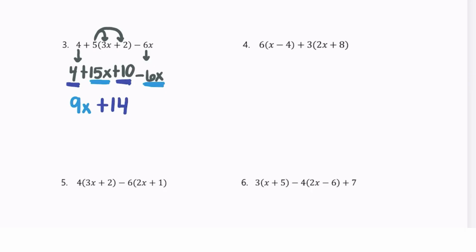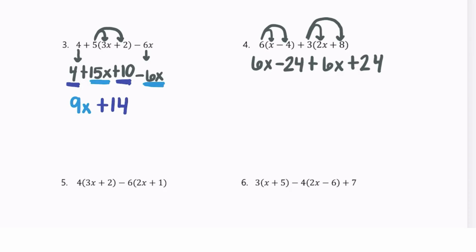Looking at number 4, we have 2 sets of parentheses in the problem, so we have to distribute twice. So we have to take this 6 and distribute it to the x and the -4. That's going to be 6 times x, which will leave us with 6x. 6 times -4 will leave us with -24. And then we have to distribute this 3. 3 times 2x will leave us with a +6x. And 3 times 8 will leave us with a +24.